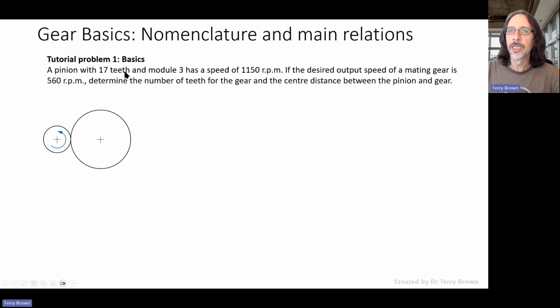So one of the things that you may not have come across before is the module. I dealt with that in the lecture video, so you can go back and review that if you need to, and also my lecture notes. But from that, we've got the desired output speed of the mating gear is 560 RPM. So to achieve that, we need to determine the number of teeth for the gear.